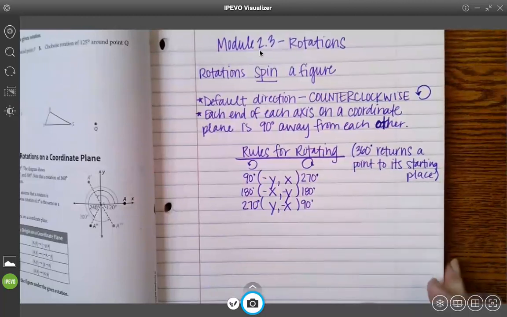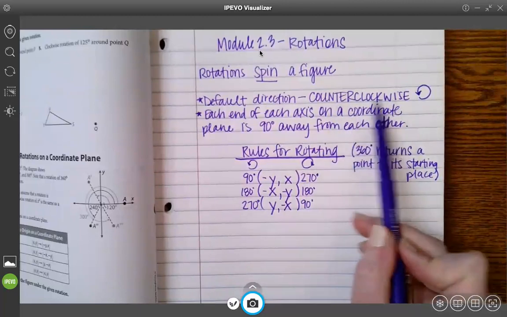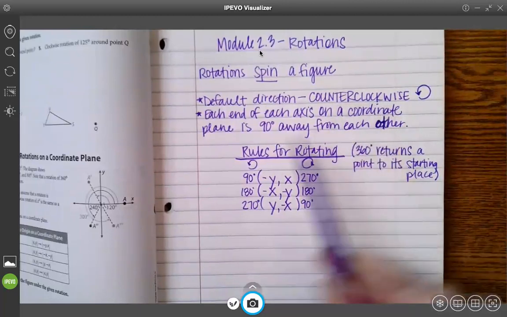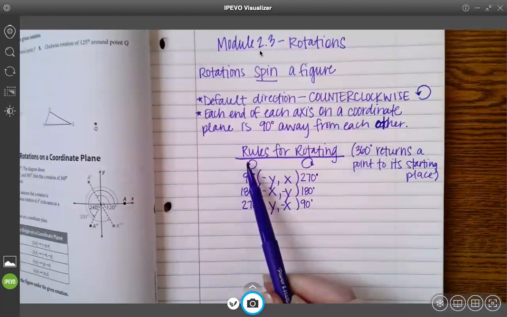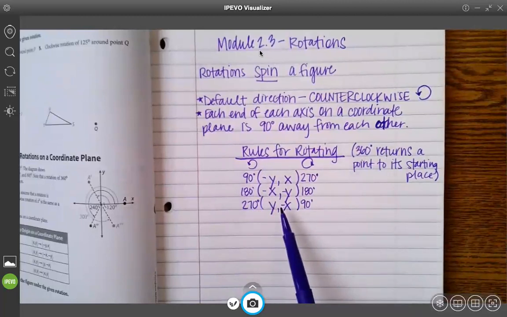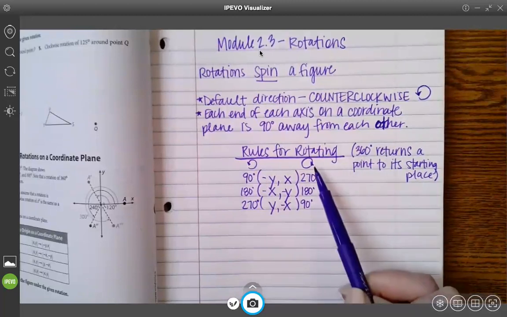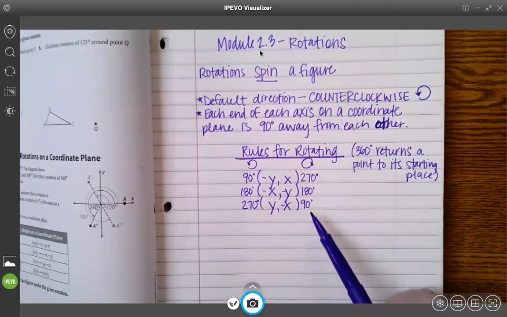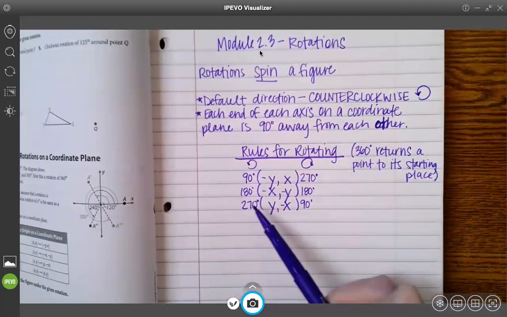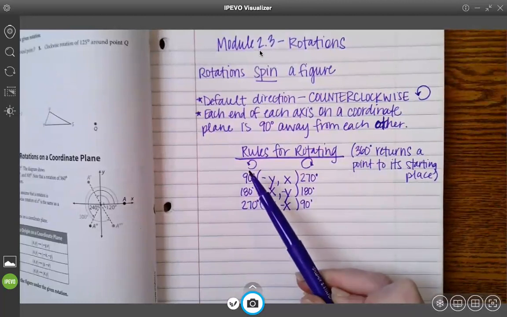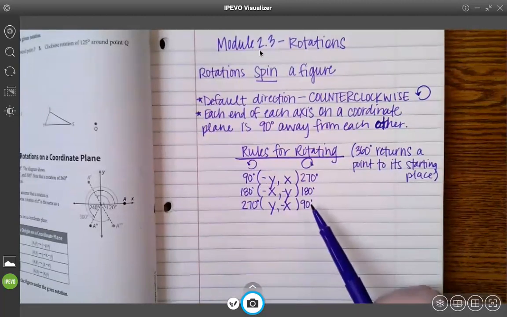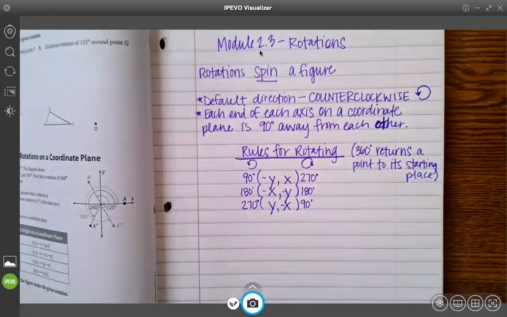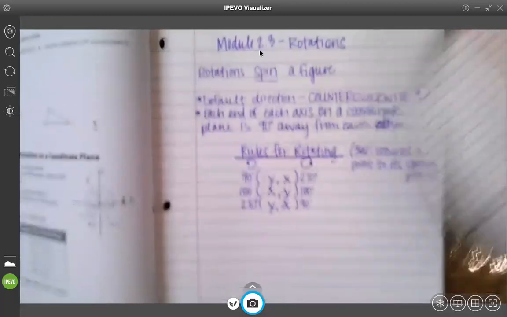So if you know that your default direction is counterclockwise, here's counterclockwise, and you'll be able to just look up the rule every time. If it says that you're spinning clockwise instead in your instructions, then you'll just use this list instead. You'll notice that 270 degrees counterclockwise is the same as 90 degrees clockwise. That's what I illustrated a second ago.